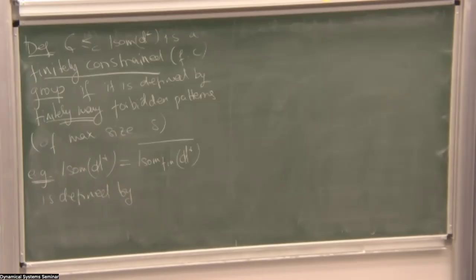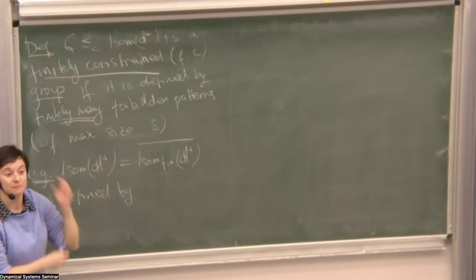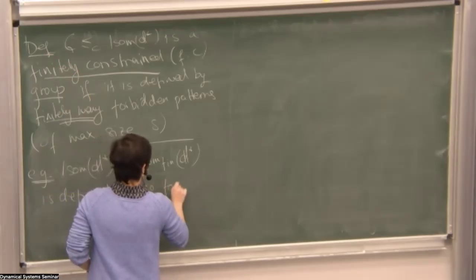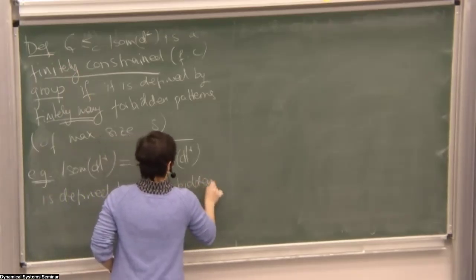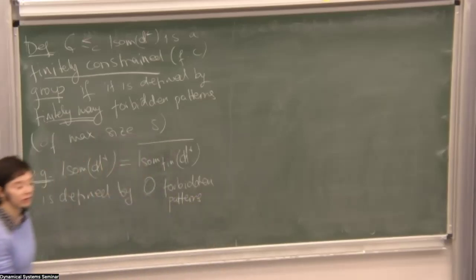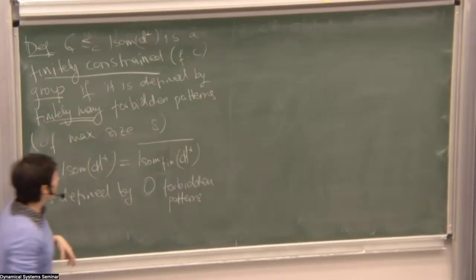None of them. I don't need to forbid anything. I can put whatever elements of the symmetric group I want in each of the vertices, right? So it's defined by no forbidden patterns, or let's say 0. Or if you want, I allow all patterns of size 1. All patterns of size 1, which is just what you do at a single vertex, are allowed to happen anywhere.